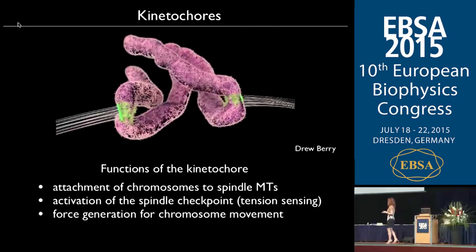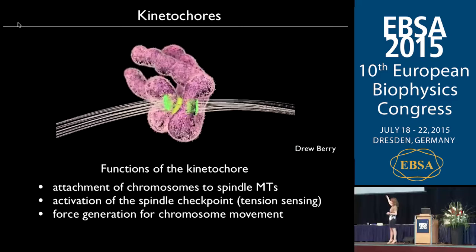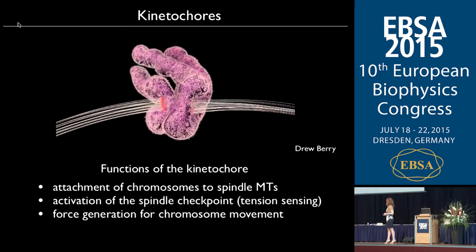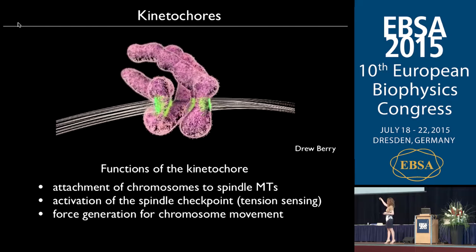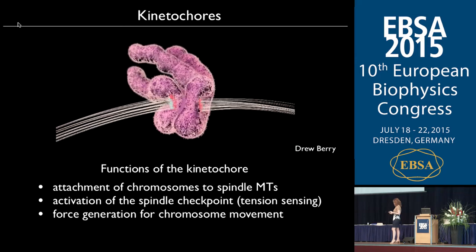And the spindle checkpoint is a process in which the cell checks whether all the chromosomes are properly attached, with one side of the chromosome attached to the microtubules emanating from one spindle pole and the other side to the microtubules from the other side. And only when the attachment is properly done, then the cell continues with the segregation of the chromosomes. And the proteins that check whether this is correctly attached are sitting here at the kinetochore. And also, at the kinetochore, the forces are generated for the segregation of the chromosomes at the end of the nuclear division. So the kinetochore is very important.